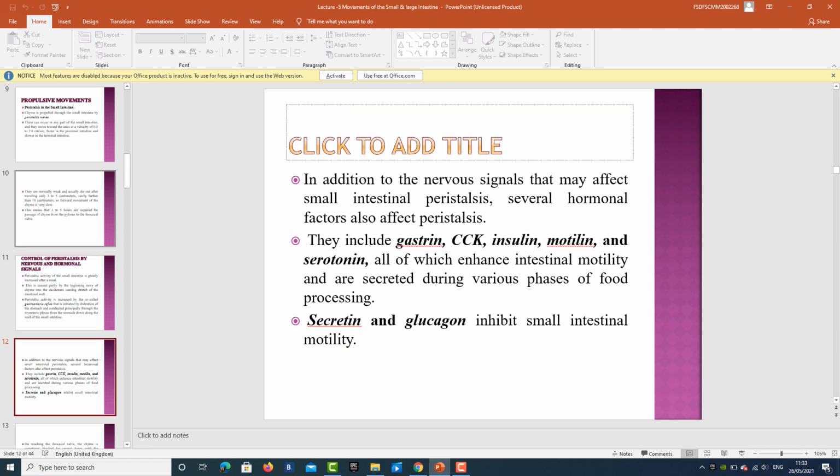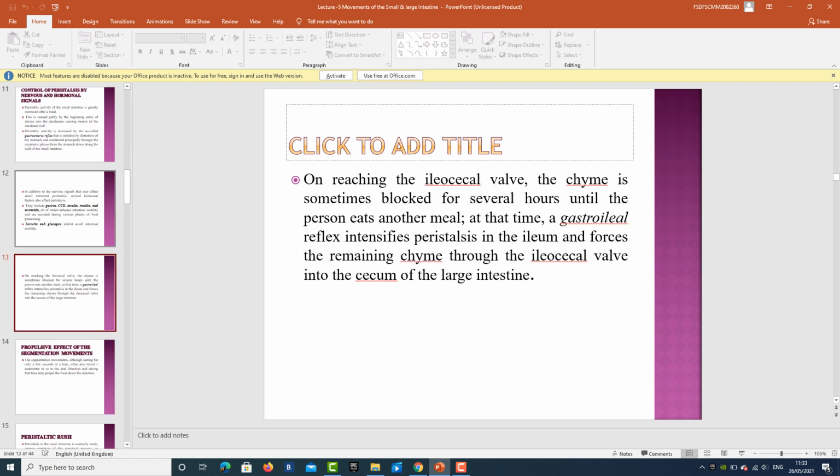In addition to nervous signals, there is an endocrine aspect affecting peristalsis. Hormones like gastrin, cholecystokinin, insulin, motilin, and serotonin all enhance intestinal motility and are secreted during the various phases of food processing. Secretin and glucagon inhibit small intestinal motility.